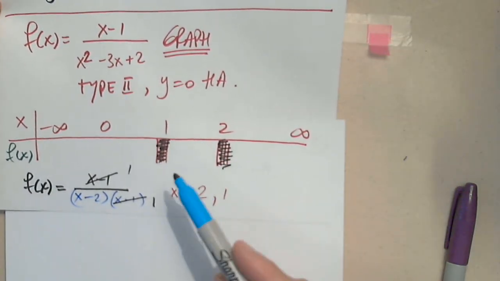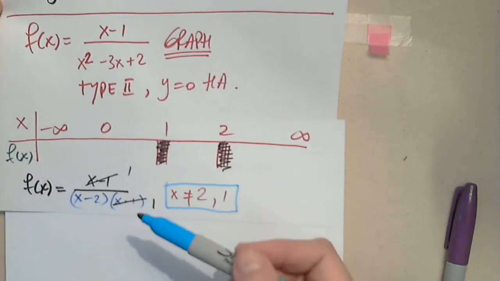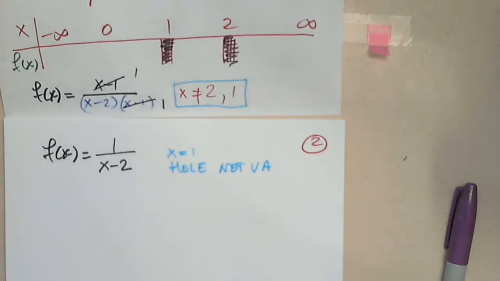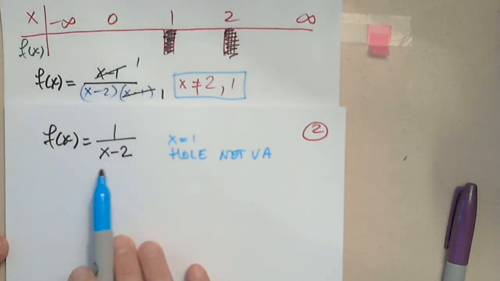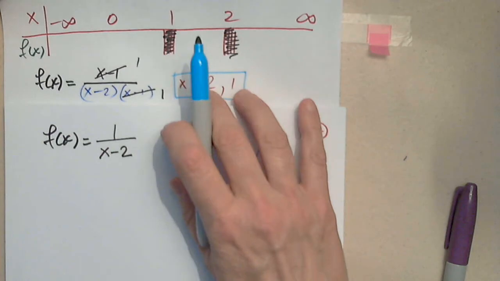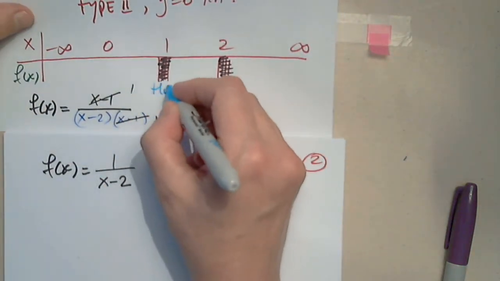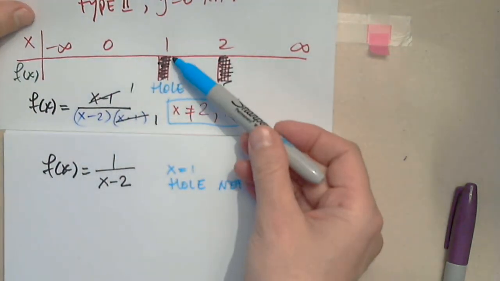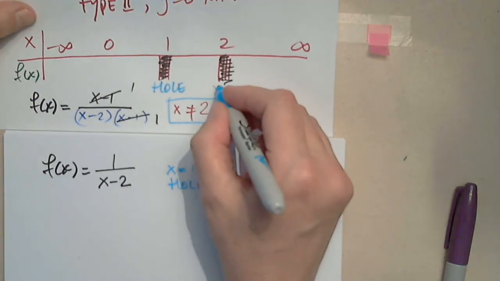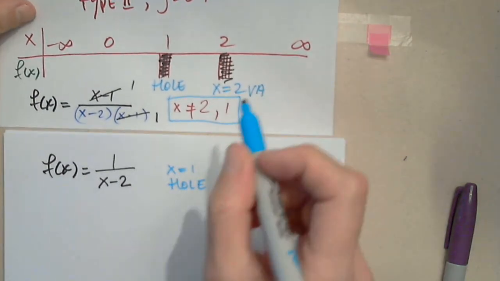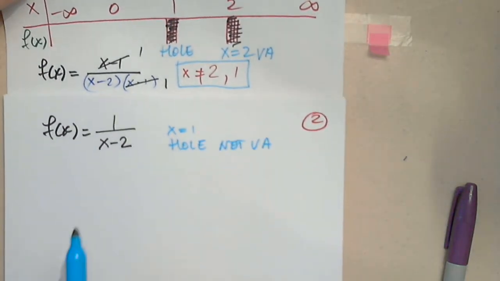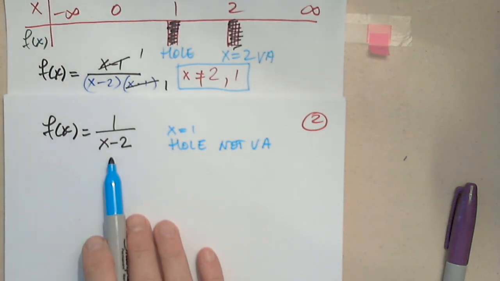That can never change. But now I was able to simplify it, and the function is 1 over x minus 2, which means I write hole under 1, but I write vertical asymptote under 2 because that particular factor did not go away.